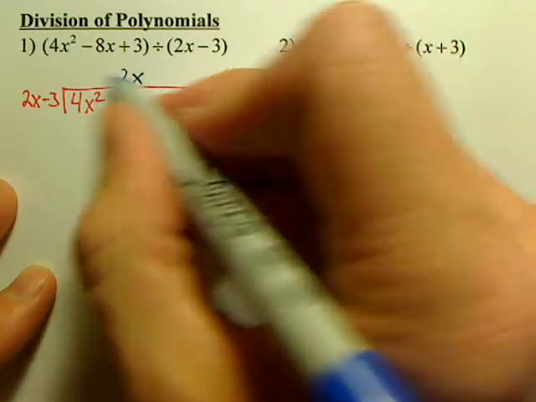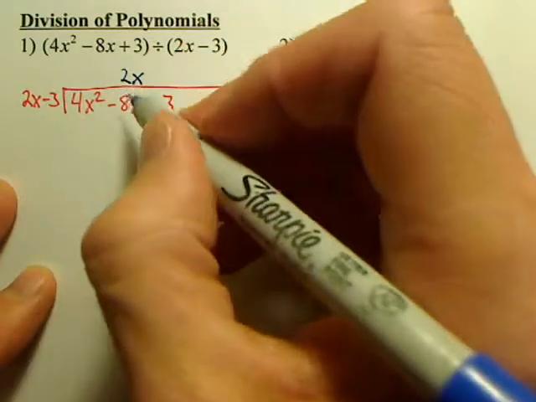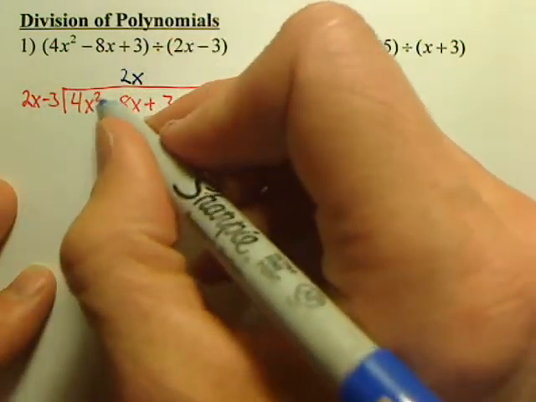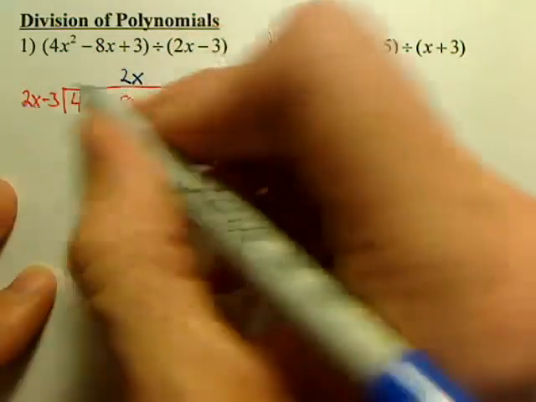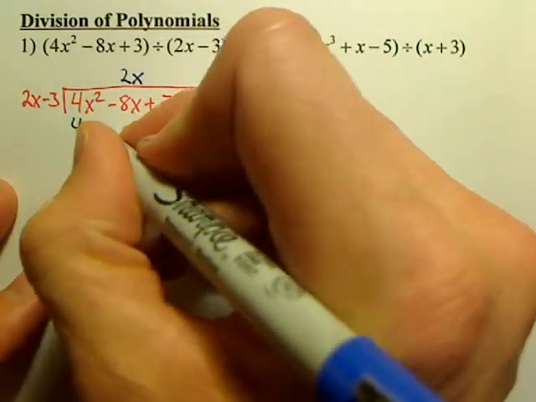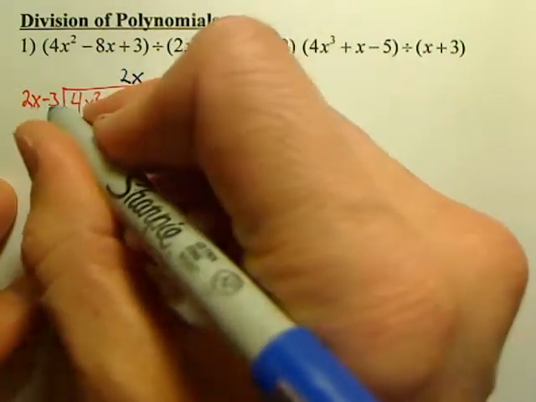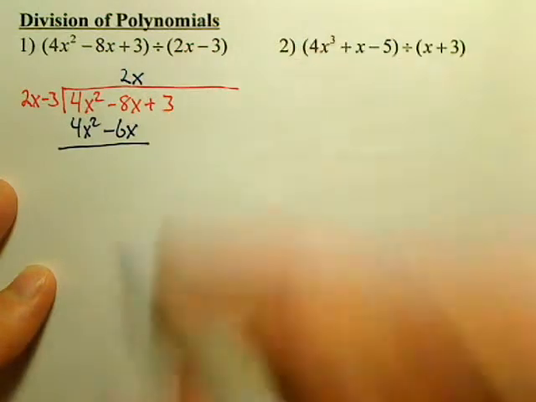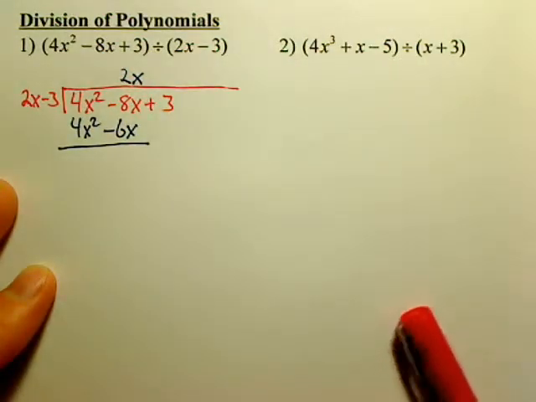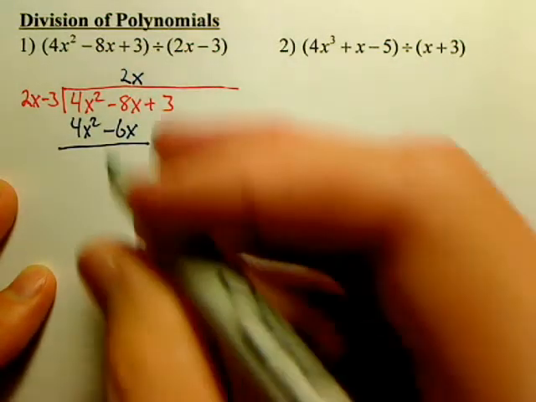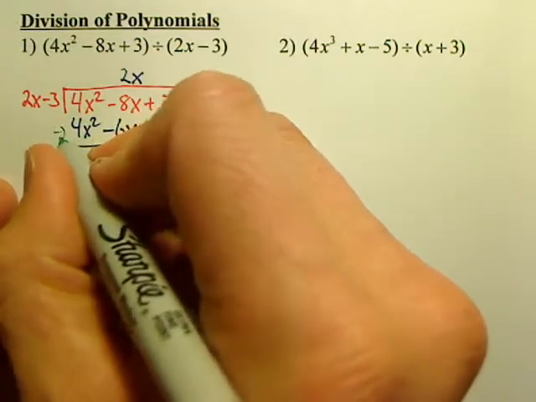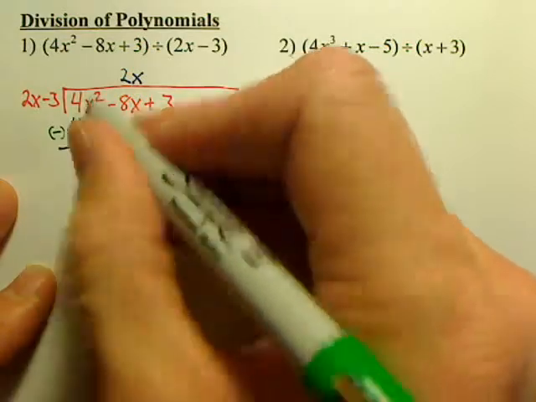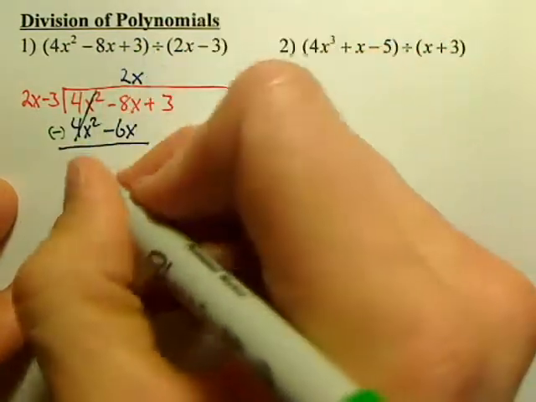Now I multiply 2x times this. Just like regular long division, you're thinking, what times 2x gives you 4x squared? So 2x times 2x is 4x squared. So we multiply, okay, we got 4x squared. And then 2x times negative 3 is negative 6x. Now this is where it gets kind of confusing for a lot of people. We are now going to subtract down. I put it in parentheses because we're going to subtract both. 4x squared minus 4x squared, that's gone.